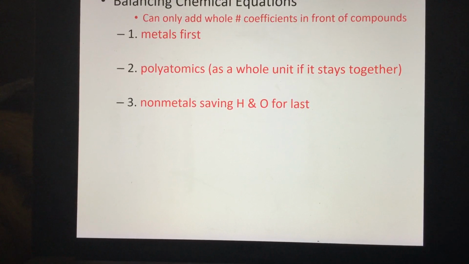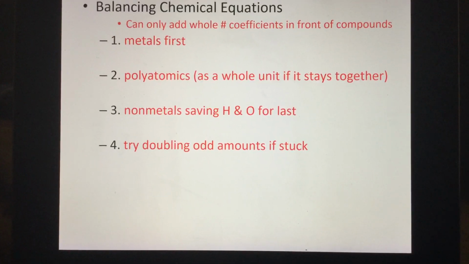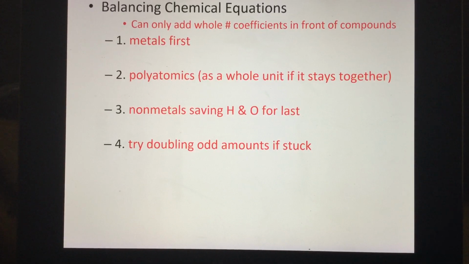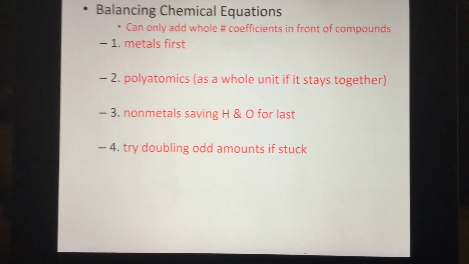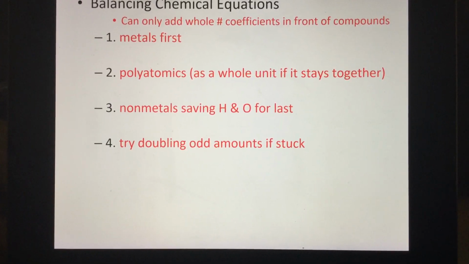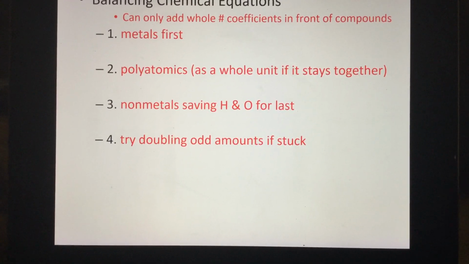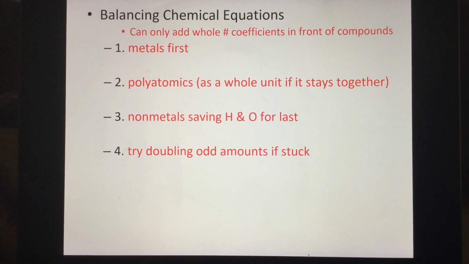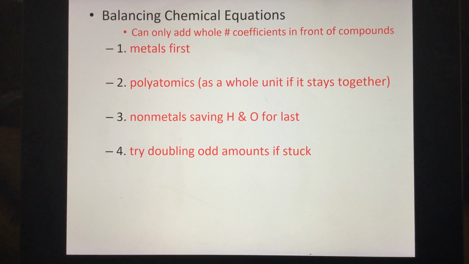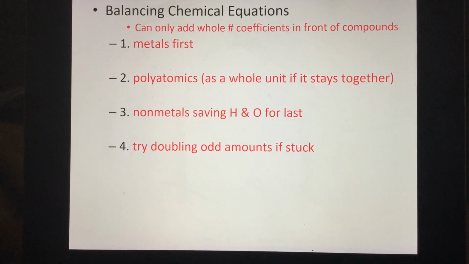A few other tips. If you're stuck on an odd number of atoms of something, try doubling it. For whatever reason, even numbers are just much easier to balance than odd numbers. That's not to say you can't have an odd number of something, but if you can't get something to balance and it's an odd amount, try doubling it and see if that makes it better.